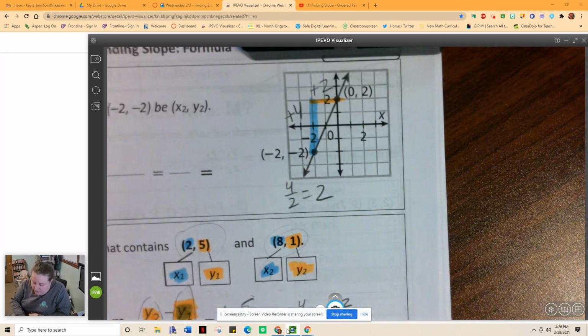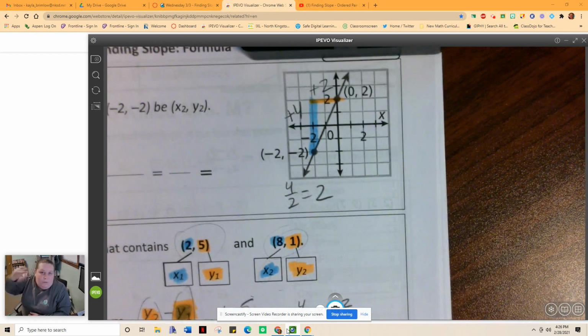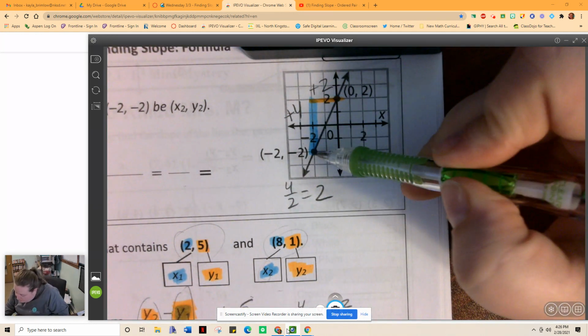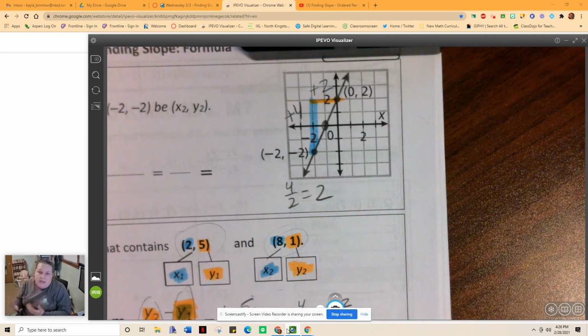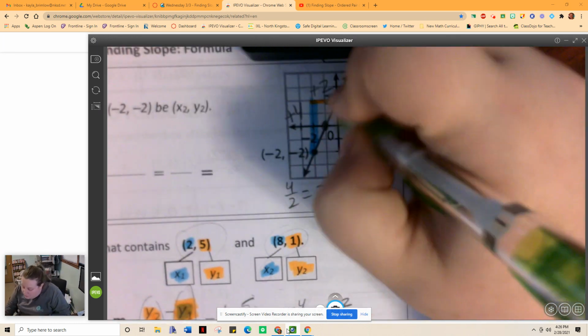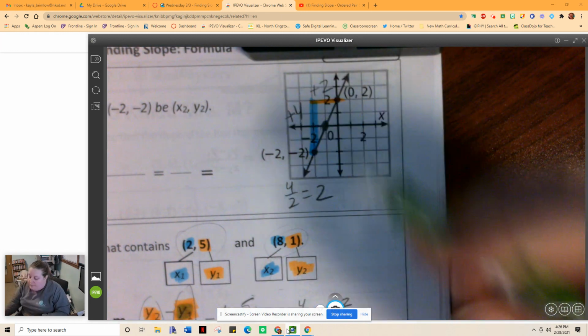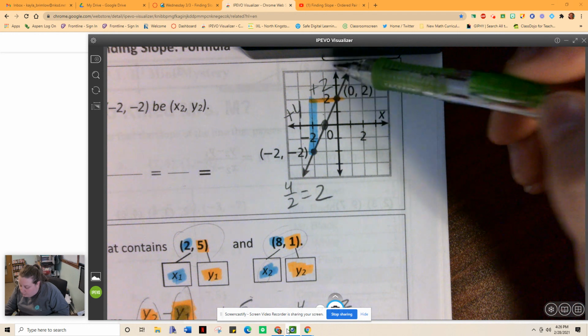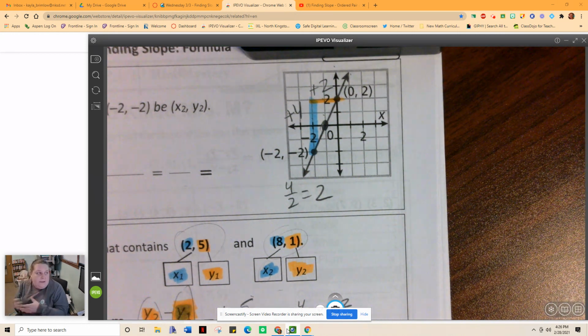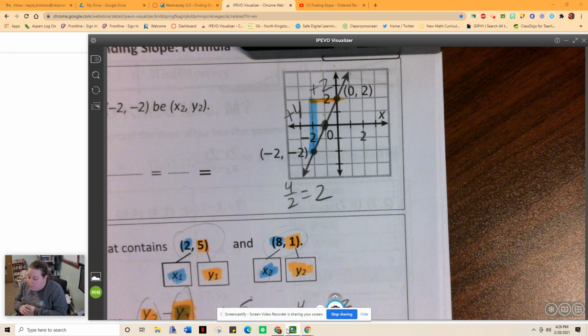Now, that means that I should be able to find a coordinate every time I go up 2 and over 1. So from here, if I go up 2 and over 1, you can see there's another coordinate here. They decided not to use it. They used 2 that were further apart, but you can see every up 2, over 1, up 2, over 1, up 2, over 1, that same pattern works for your slope.